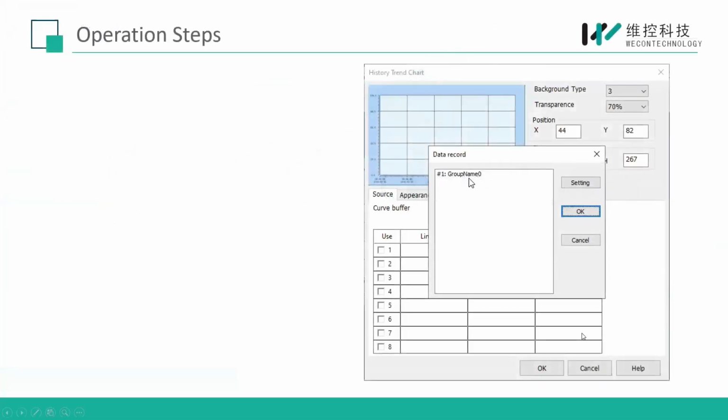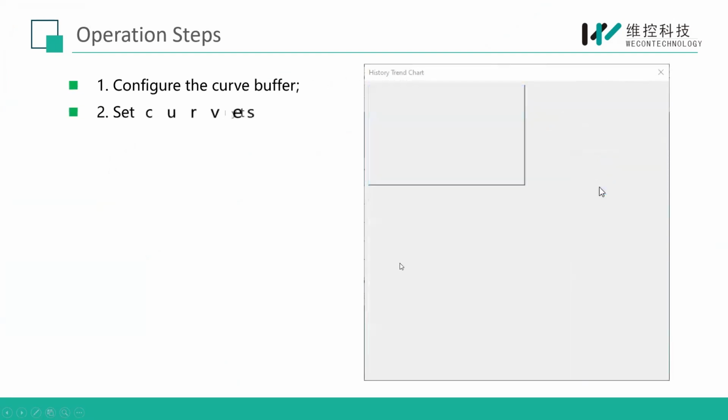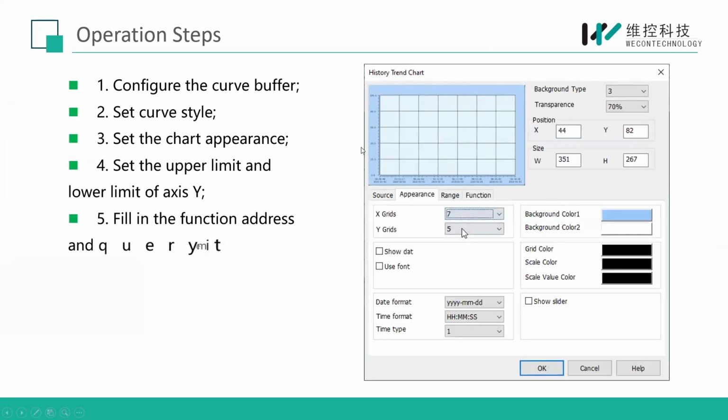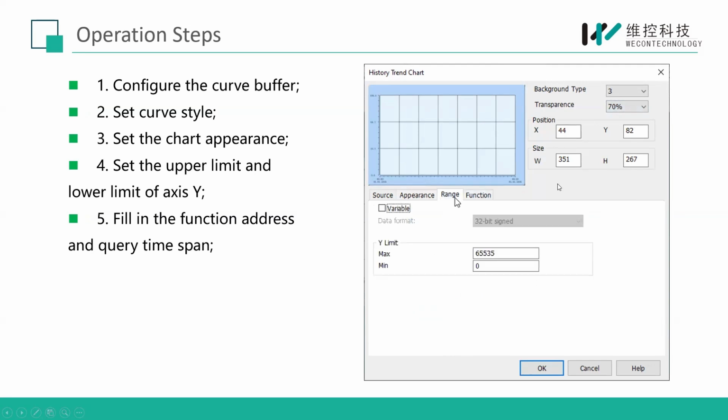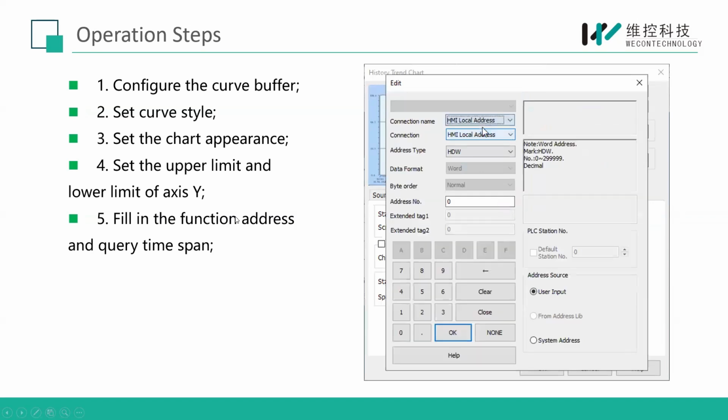And the next thing is plot the historical trend chart, and you have to select your channels. You can set the curve styles, and set the chart appearance, and set the limit of x-axis and y-axis. You can set the date time format object, and this is the range of variables. You can also set some variables on this range, maximum minimum range of the y limit. And the last one is the function address and query time span.